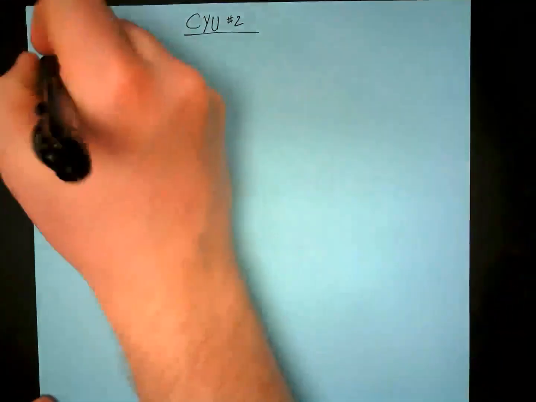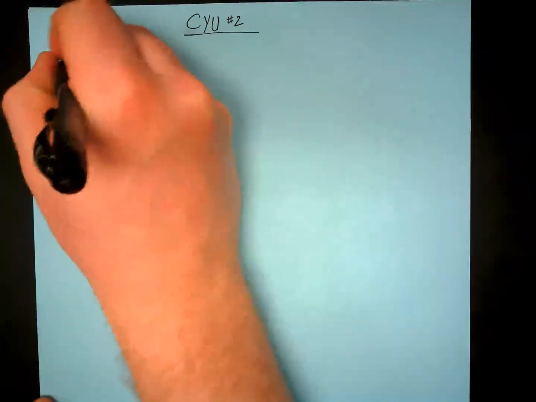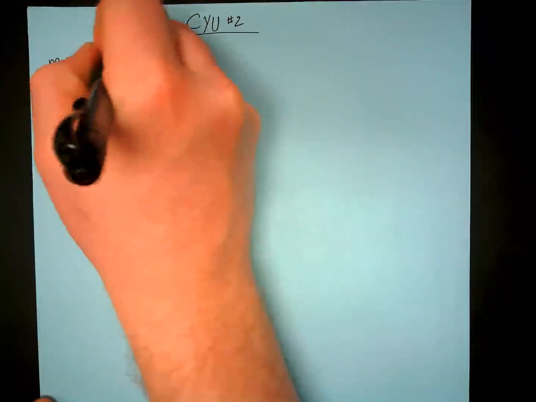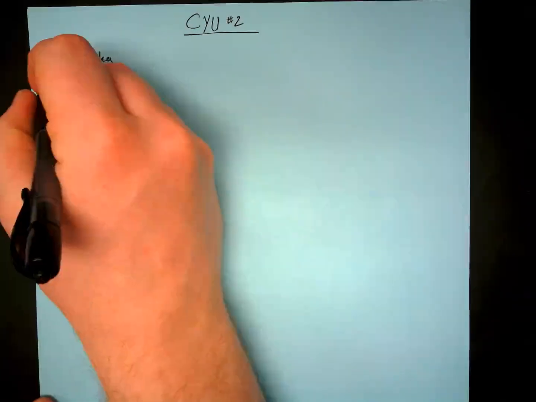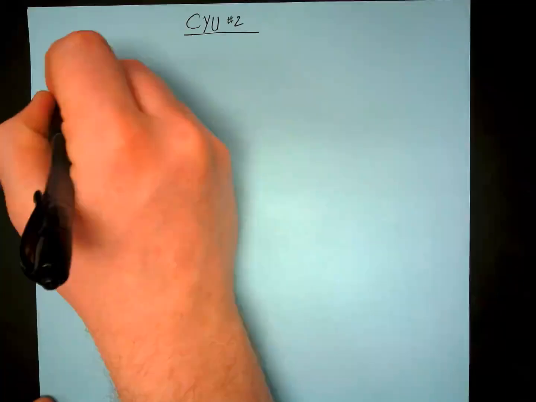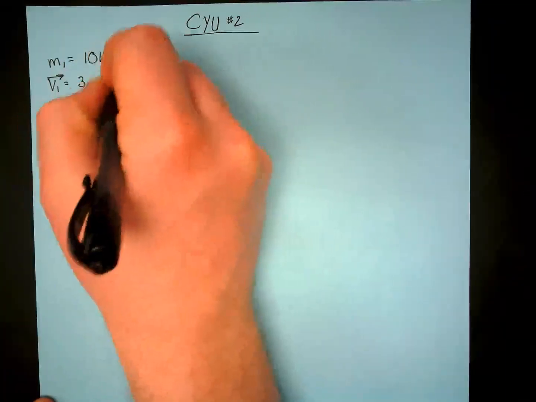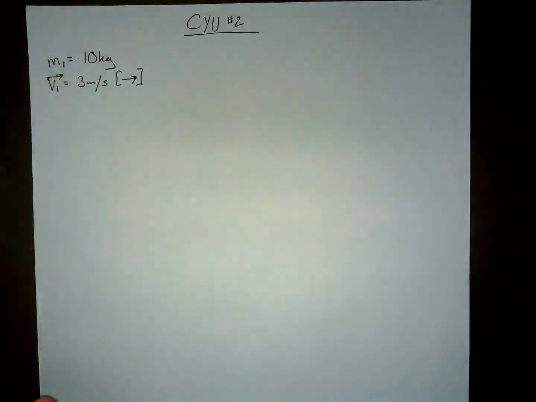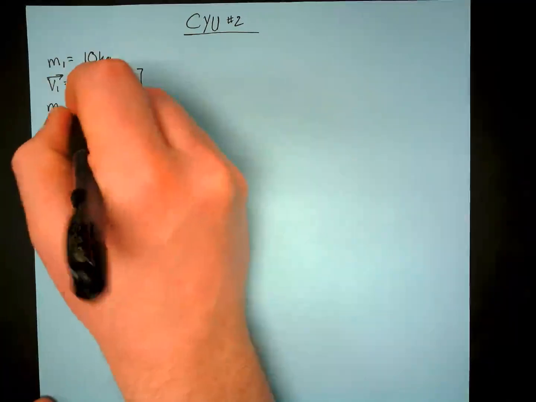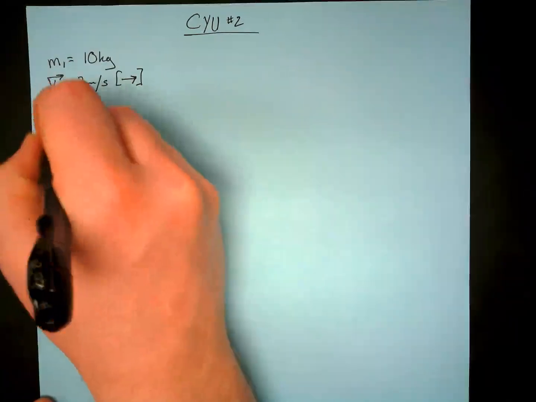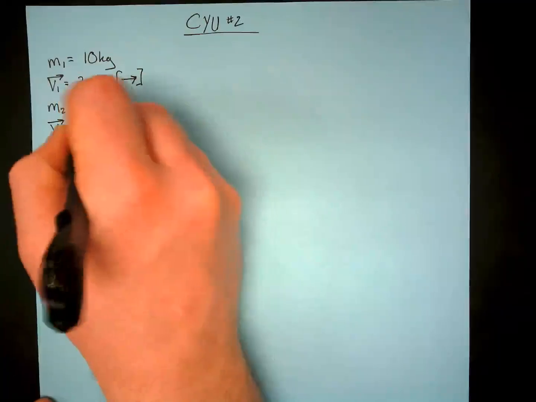Okay. So let's do what we normally do. Let's write down what we have, what we don't have. So the first ball here, we've got a mass of 10 kilograms, and it's traveling at a rate here of 3 meters per second forward. Good. And then we've got the mass here of a second ball, which is 5 kilograms, the velocity of 0.